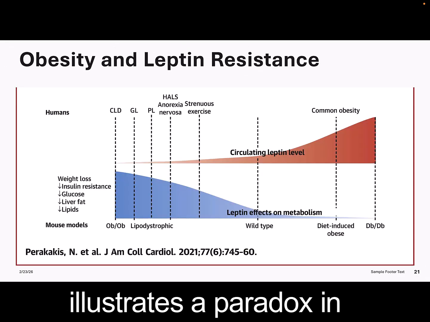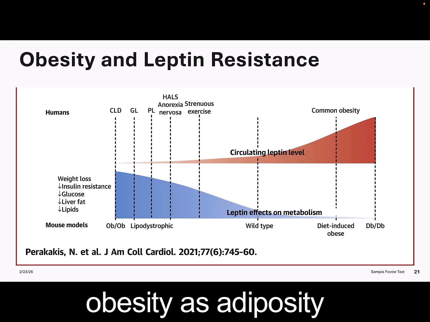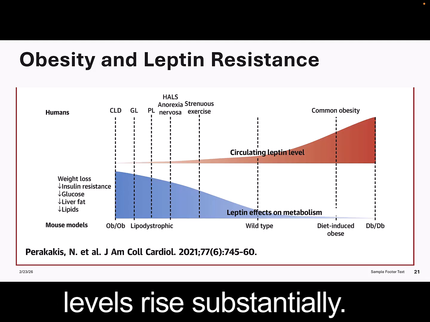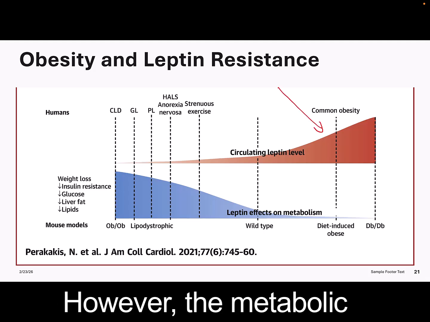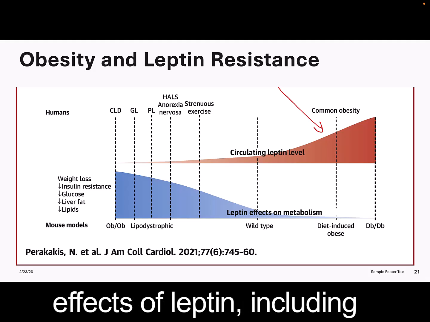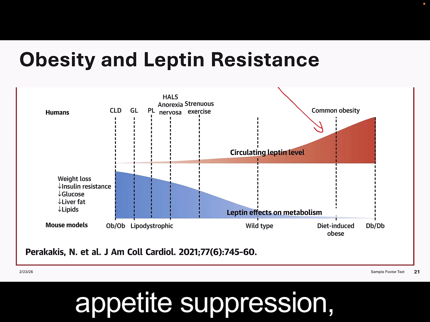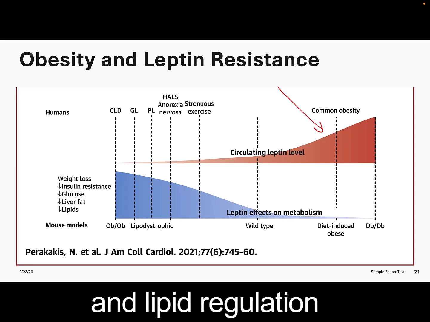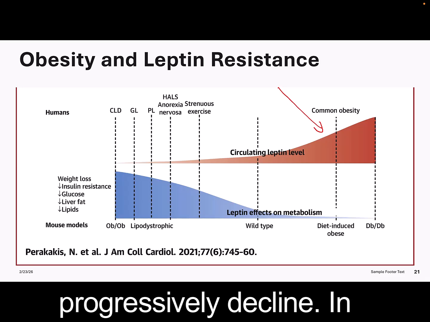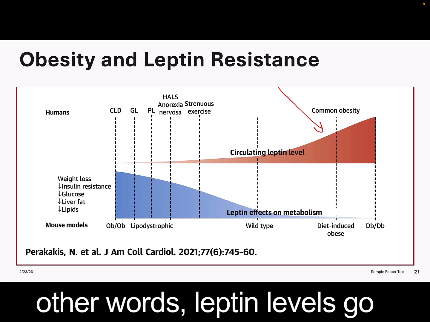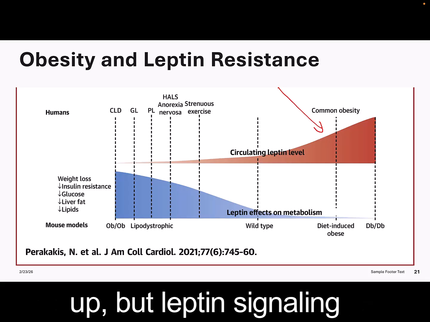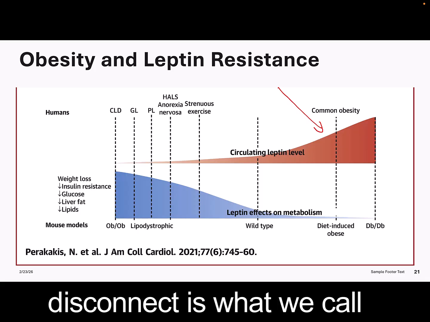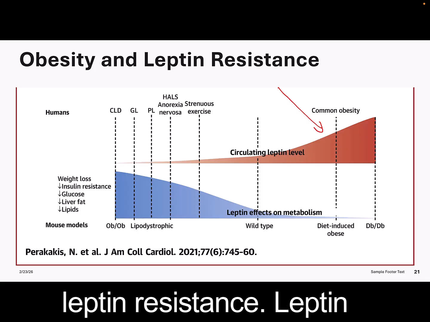This figure illustrates a paradox in obesity. As adiposity increases, circulating leptin levels rise substantially. However, the metabolic effects of leptin, including appetite suppression, improved insulin sensitivity, and lipid regulation, progressively decline. In other words, leptin levels go up, but leptin signaling effectively goes down. This disconnect is what we call leptin resistance.